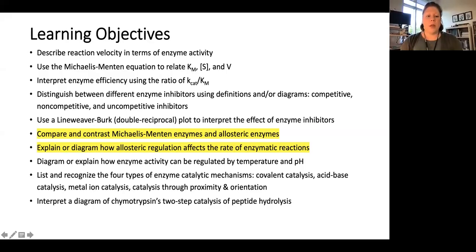Hi, folks. We're going to talk just briefly about allosteric enzyme regulation. So the two learning objectives that these slides are really going to touch on are comparing and contrasting Michaelis-Menten enzymes and allosteric enzymes, and also explaining, using a diagram, how allosteric regulation affects the rate of enzymatic reactions.